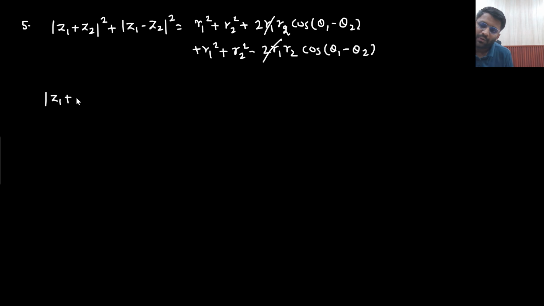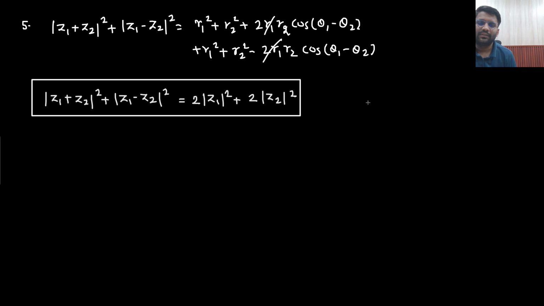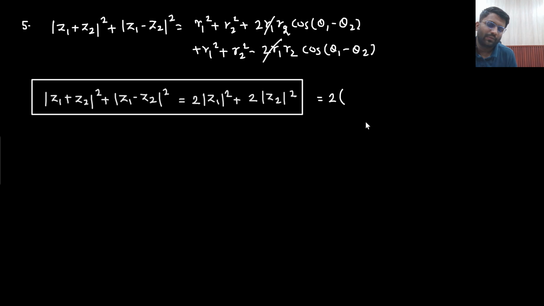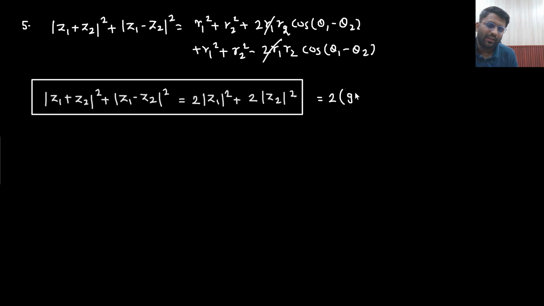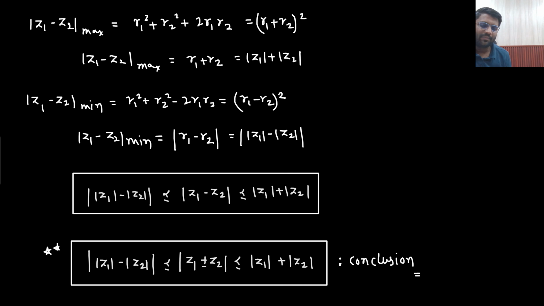So what are you getting? Magnitude of Z1 plus Z2 whole square plus magnitude of Z1 minus Z2 whole square equals 2 R1 square plus 2 R2 square. What is 2 R1 square? Twice the magnitude of Z1 square, and 2 R2 square is twice the magnitude of Z2 square. That's the answer. So what will be the answer? Twice of magnitude of Z1 square plus magnitude of Z2 square. 3 and 5 we have taken, no? So 3 square will be 9 and 5 square will be 25. 34 into 2, 68 is the answer. Understandable?